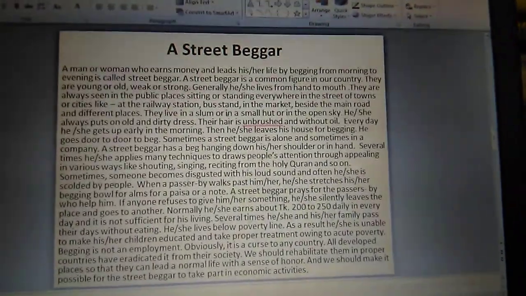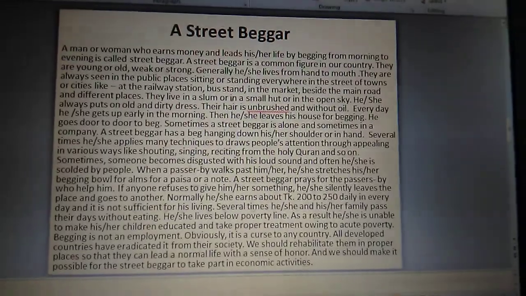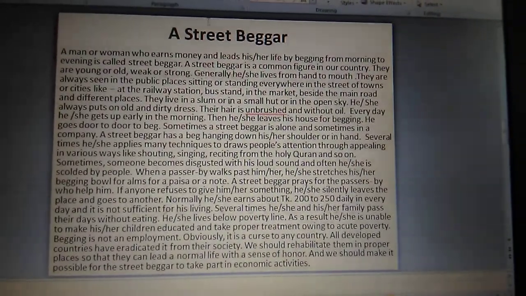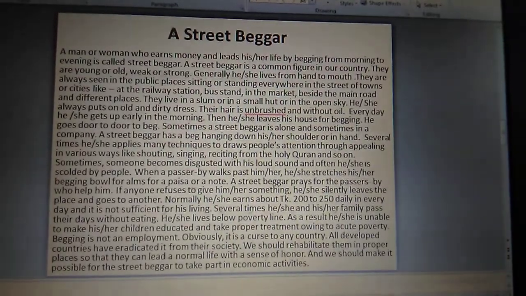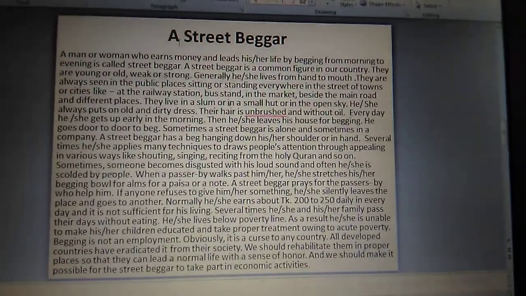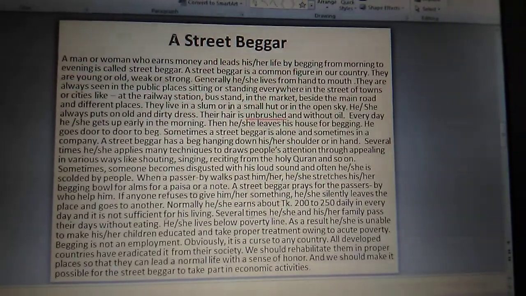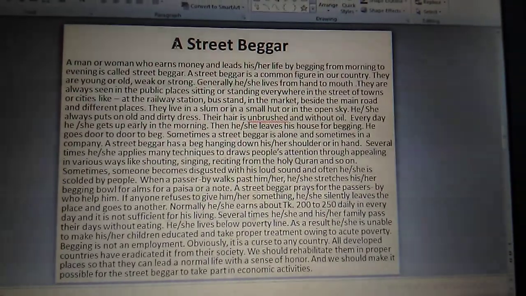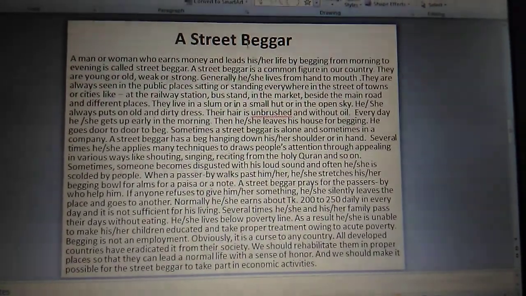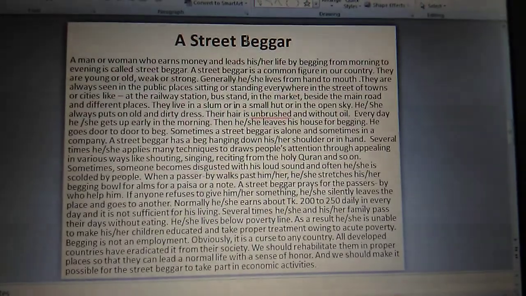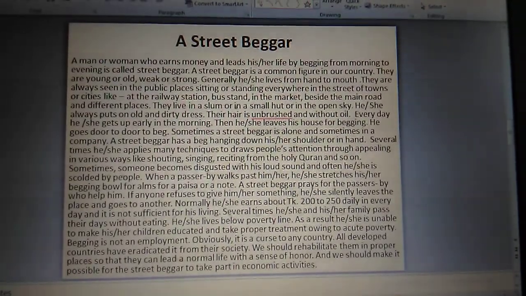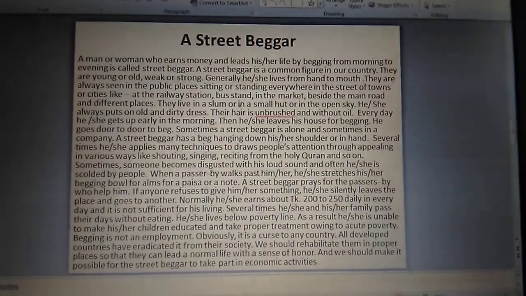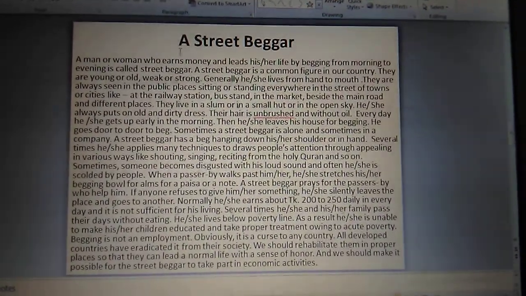Look here. A street beggar, this is the topic. You write the topic here. When you are going to write the topic, you have to pay attention to which letters will be capital. So A, as it is the starting letter, is capital. This letter also capital, this letter also capital. So keep in mind how you write the title of the paragraph.